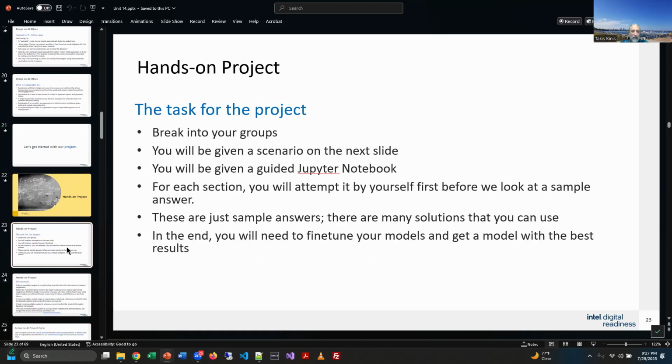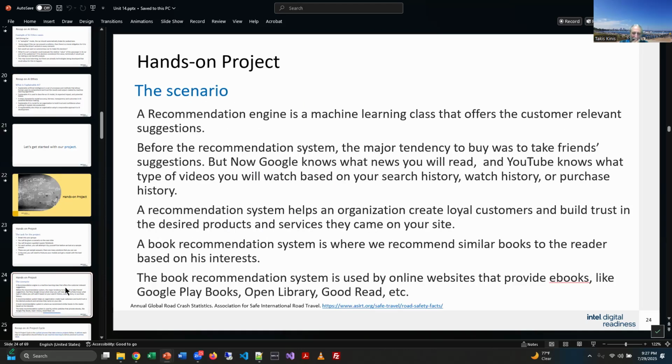All right. From there, it goes into the project scenario. Let's just look at the scenario here for this one. This one is a recommendation engine. It's not too dissimilar from the homework. For example, it says before recommendation systems were out there, the major tendency was to take friends' suggestions. And I think about the old adage: if you like a place, you tell 10 of your friends. If the place screwed you over, you tell 100 people, you post it on Facebook how terrible it was, right? So you would often just take a person's word on it.